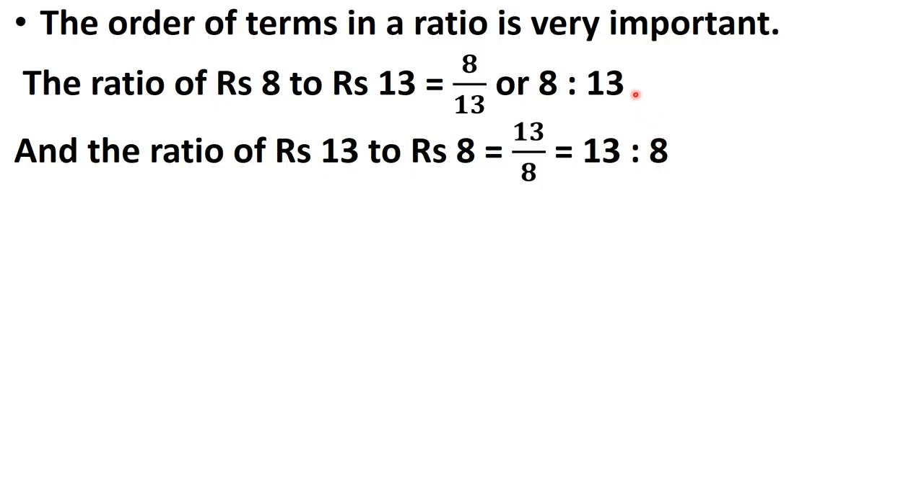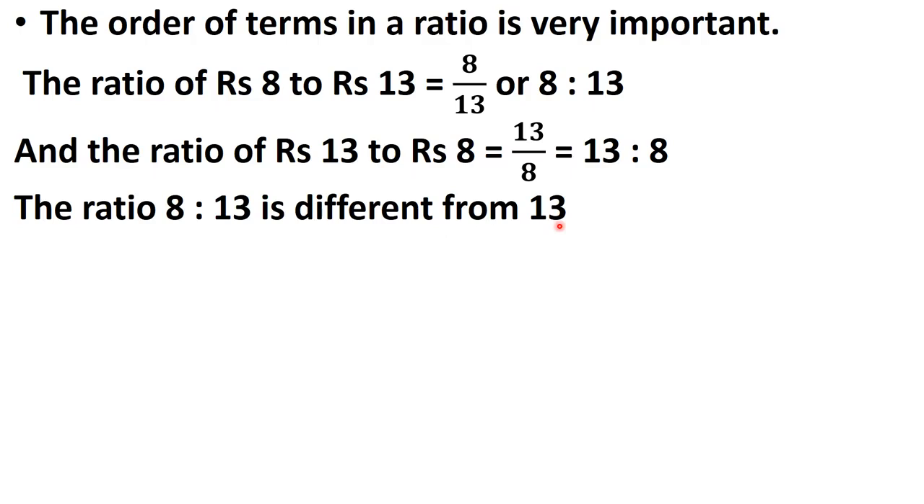Now you can see these two are different. 8 is to 13 is different from 13 is to 8. So this is called the order of terms. If the first term is rupees 8, then you have to write rupees 8 first. And if the second is given as rupees 13, then you will write rupees 13 in the second position. Don't interchange the place. We can't change the place from our side.